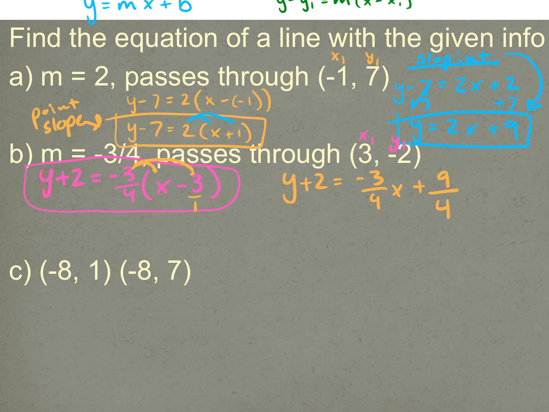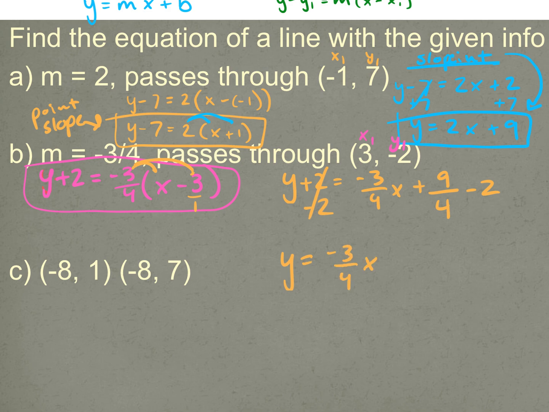So this isn't quite in slope-intercept form yet. We need it to be y equals all by itself. So what should we do next? Subtract 2. So y is equal to negative 3 over 4x.